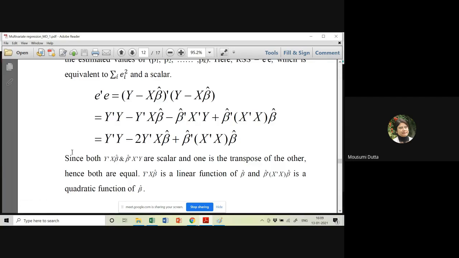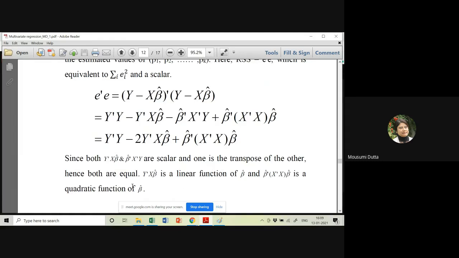So the second thing, apart from the fact that we can present E prime E with the help of these three scalars, is the other observation when I look at E prime E. If I consider the second term, Y prime X beta hat is a linear function of beta hat. And the third term is a quadratic function of beta hat.